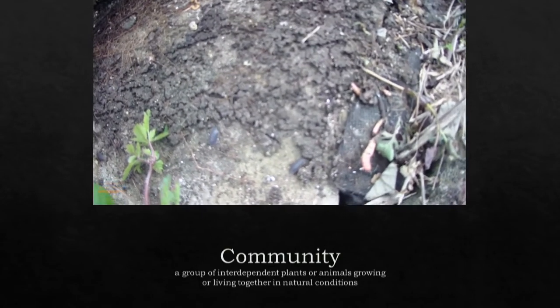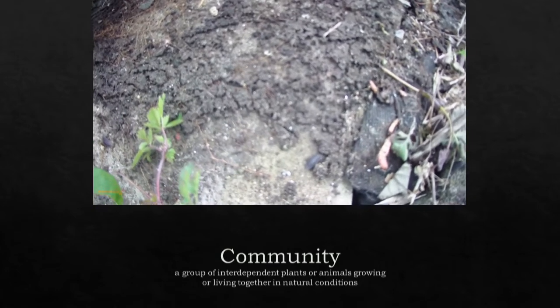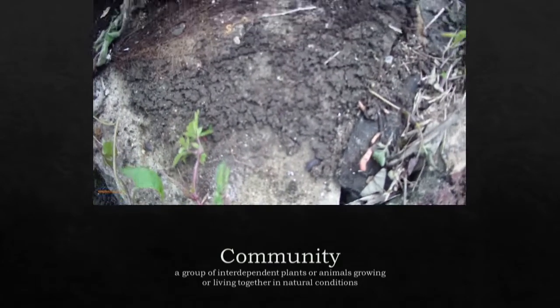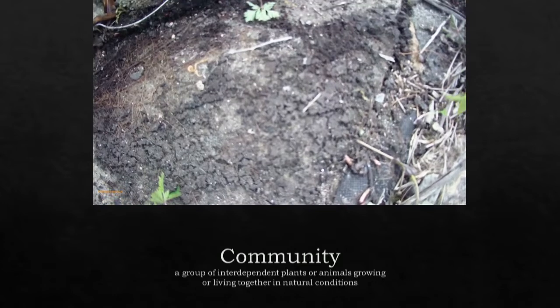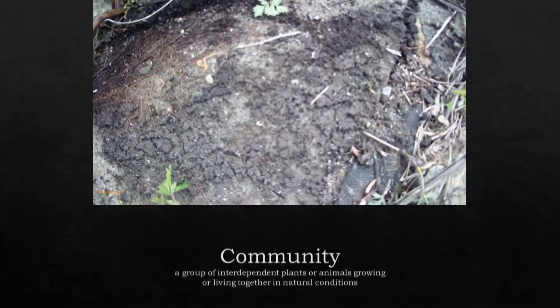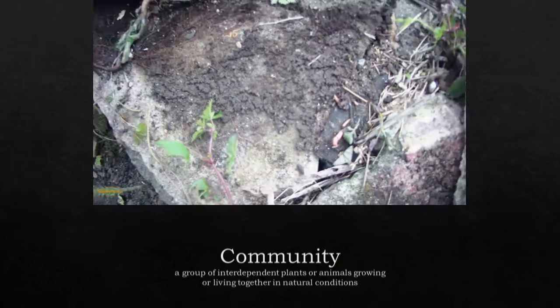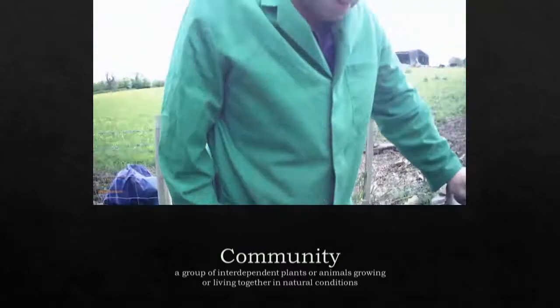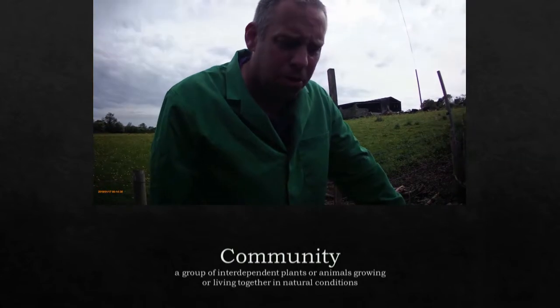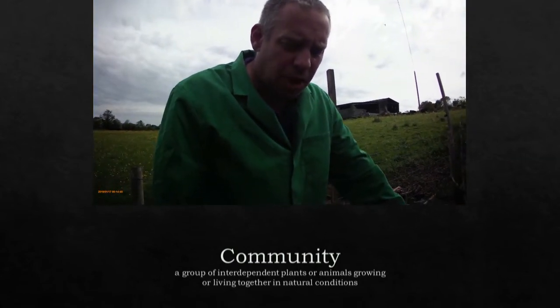It's not the whole population. The whole population of woodlice would be all the woodlice in the whole of my garden. That is a community. The community is the section that works together. And there are lots of examples in nature. We could talk about warrens for rabbits. We could talk about lots of different examples, pods for dolphins. Each of those are communities.